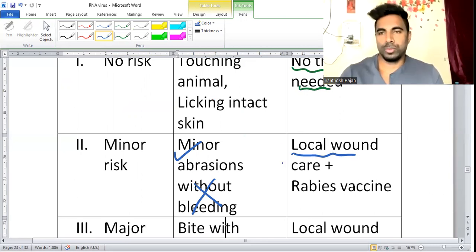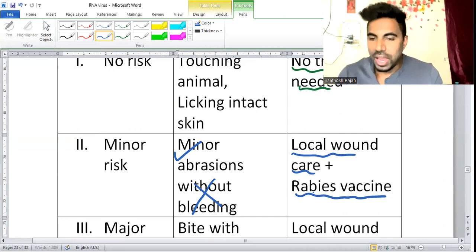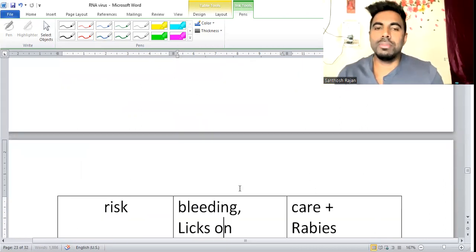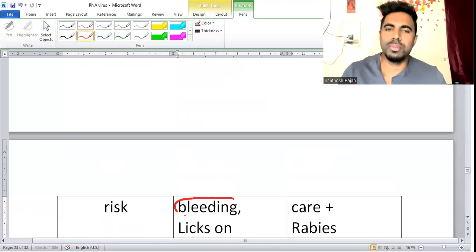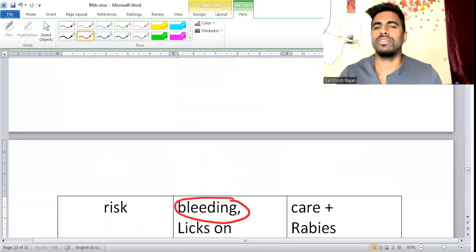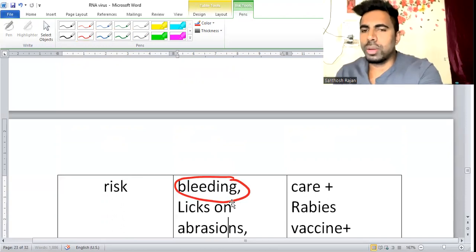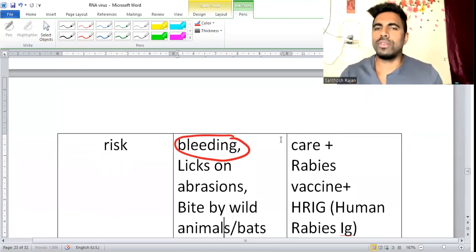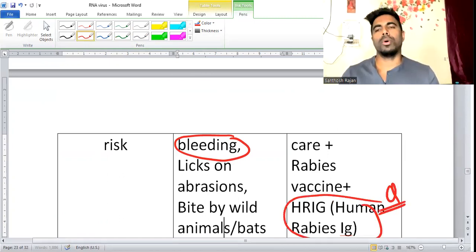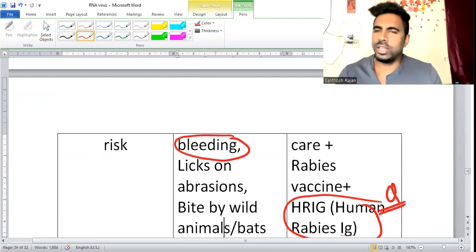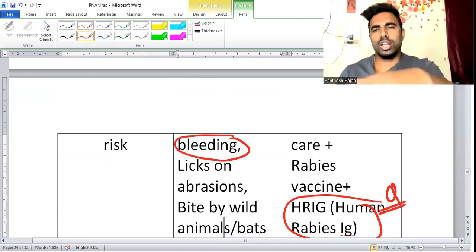Now, if the wound is deep, local wound care and then rabies vaccine. If there is just abrasion, vaccine is enough. But if the word bleeding comes in your question, a dog bite and the patient has bleeding, it can be small or big bleeding, doesn't matter. If there is bleeding, apart from wound care and rabies vaccine, you have to give human rabies immunoglobulin. Very important. You got it? If there's no bleeding, just vaccine is enough.